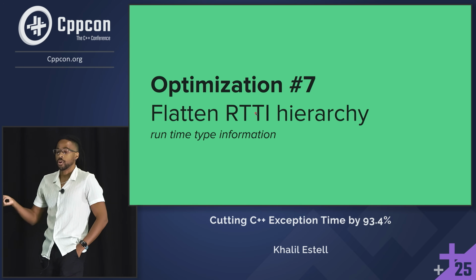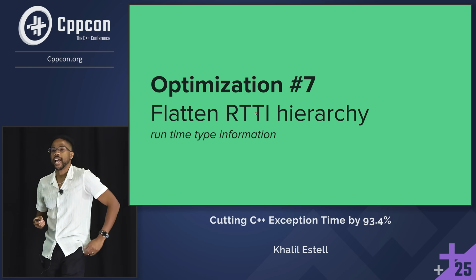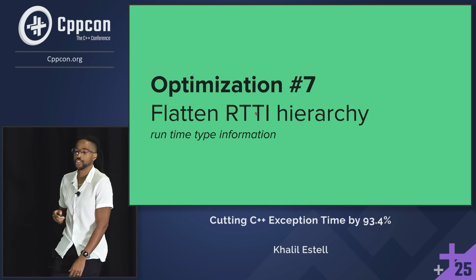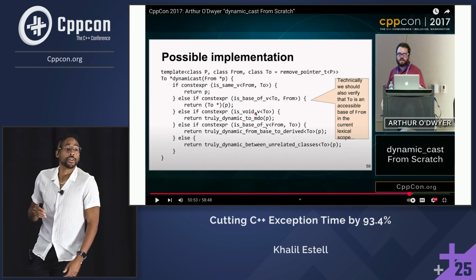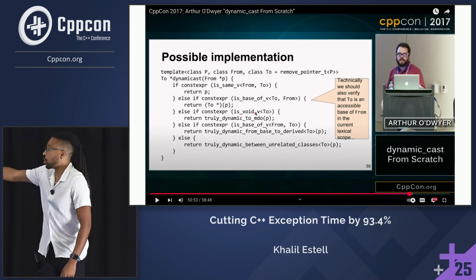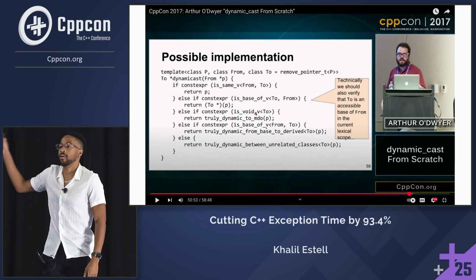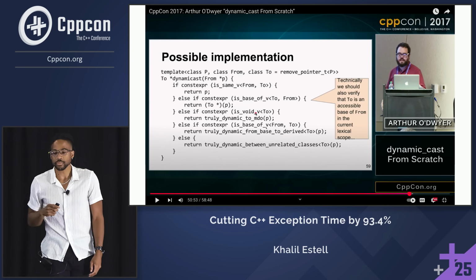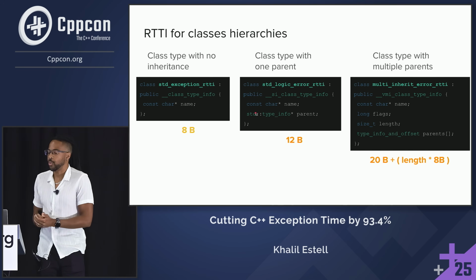And then finally, this is for Herb, optimization 7, flattening the runtime type information hierarchy. So to Arthur, thank you so much for making this talk, because he basically explains in detail how to do everything that I'm going to do here. I'll go over it for you guys really quickly.